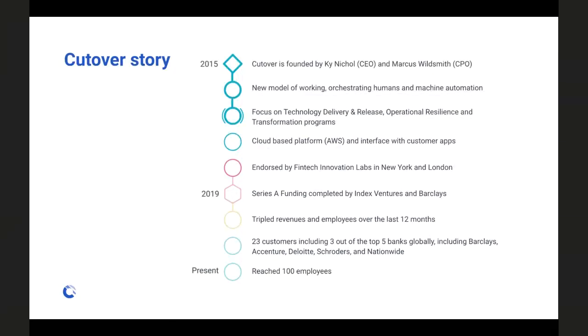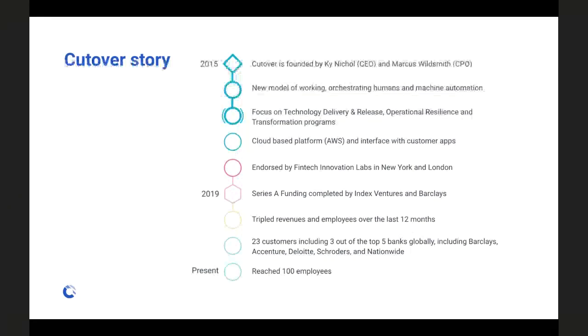So just very briefly, Kai, our CEO, spent about 15 years working at NASA and the European Space Agency, as well as working on some large transformation projects and change events. In 2015, while working on the EE merger, he and Marcus came up with the idea and realized that there is a need for a new model of working, or for tooling that encompasses the automation tools that are already in place, but also the human actions that interact with those tools. And that's how the idea of Cutover was born in 2015.